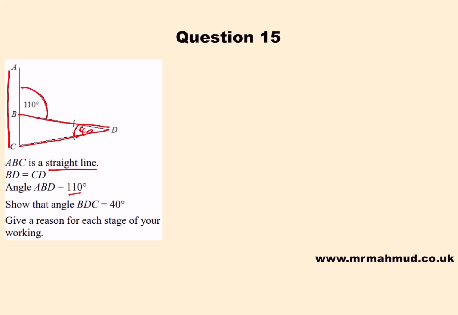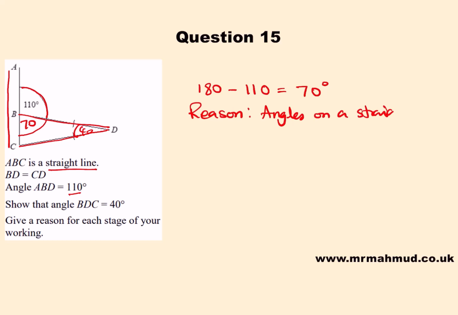So we know ABC is a straight line. So if it's a straight line, we can work out what this angle is. One side is 110, so this side is going to be 180 minus 110, because angles on a straight line add up to 180 degrees. That gives us 70 degrees. So this is 70. And the reason, the best way to do it is just write the reason straight away so you don't forget to write the reason. So angles on a straight line equals 180 degrees.